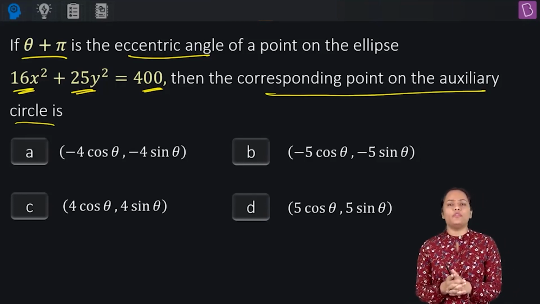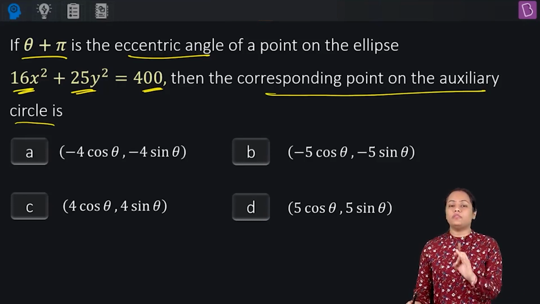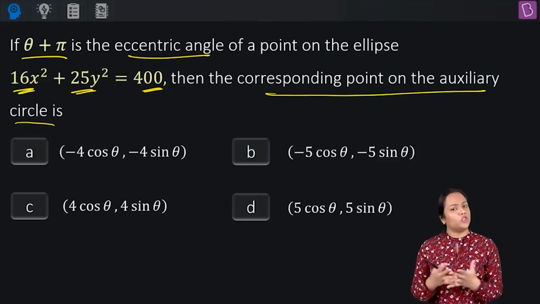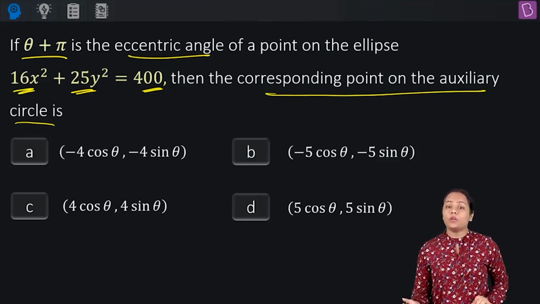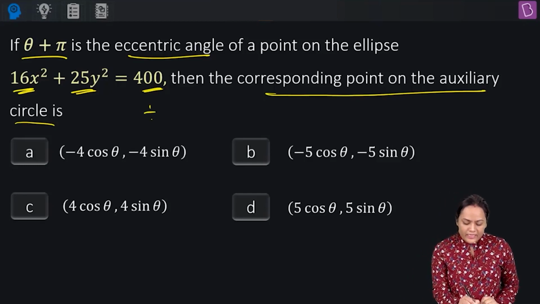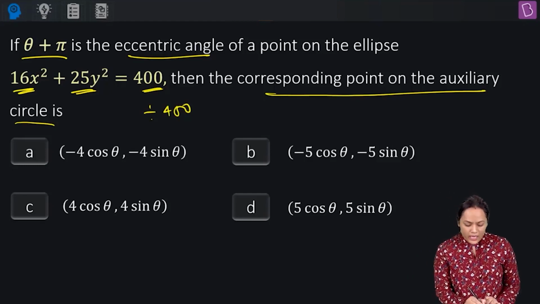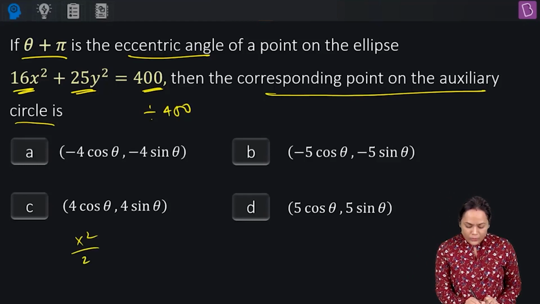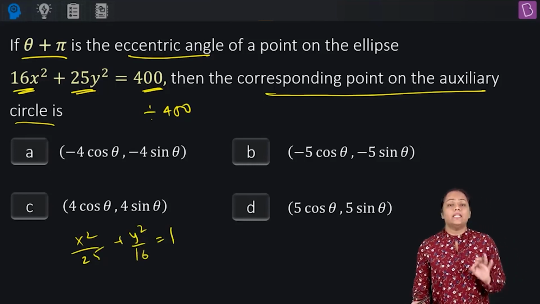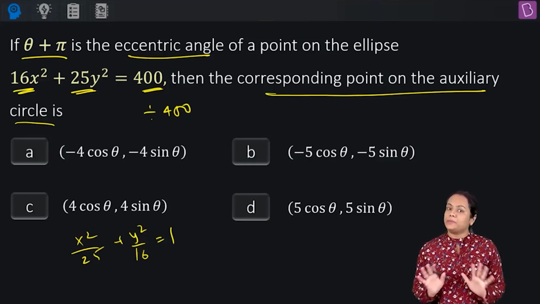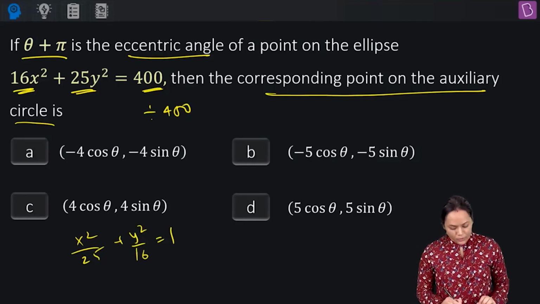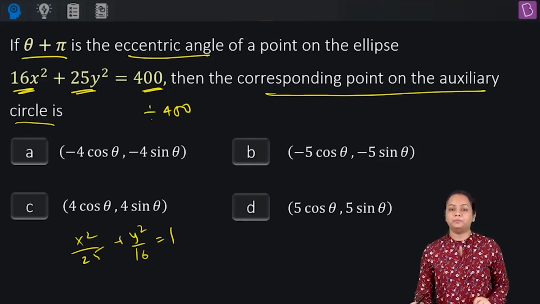Well, first of all, we have to write the equation of the ellipse in a known form, which is the standard form. And how are we going to do that? We'll divide this entire equation by 400. So when I do that, I'm going to get x square by 25 plus y square by 16 is equal to 1. This is my equation of the ellipse in standard form. Clear? Okay, so let's start from here only.